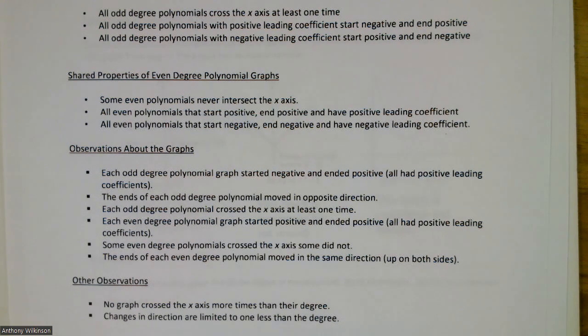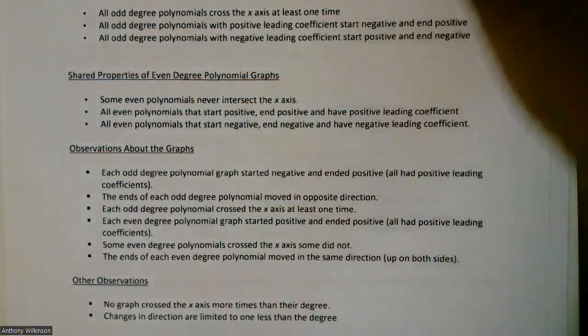Each even degree polynomial graph started positive and ended positive. They all had positive leading coefficients. Some even degree polynomials crossed the x-axis and some did not. The ends of each even degree polynomial moved in the same direction, up on both sides.